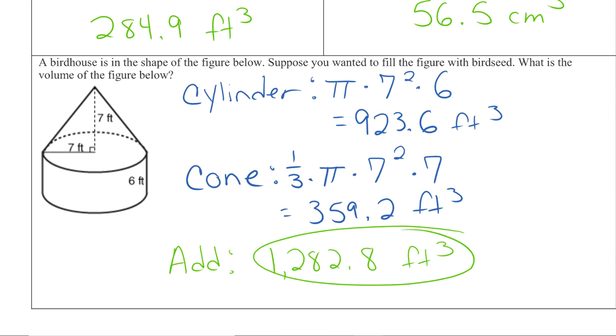Okay, so hopefully you were able to get 1,282.8 feet cubed for your total volume. For your cylinder, we had the height of 6 and a radius of 7, so 7 squared times pi times 6, you would have gotten 923.6. And then for the cone, remember it's 1/3 times pi times your radius squared, which was 7 squared, times the height of your cone, which was 7 feet, which brought you 359.2. And then since the figures are together and not within, you're going to add those values to get that final answer.